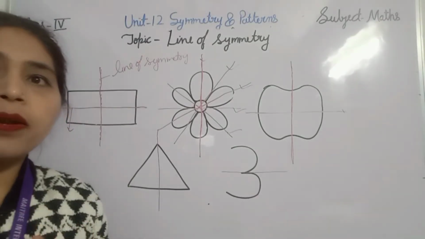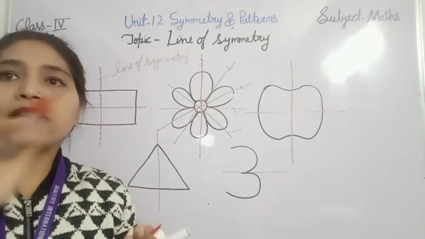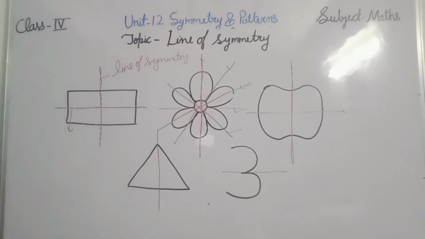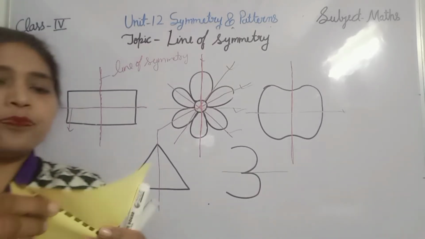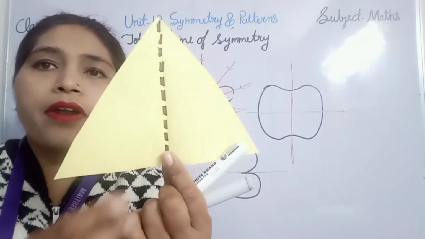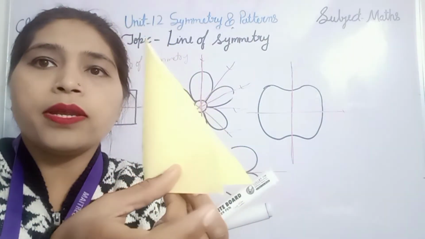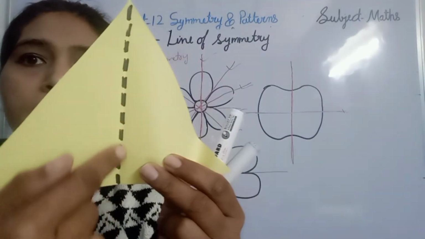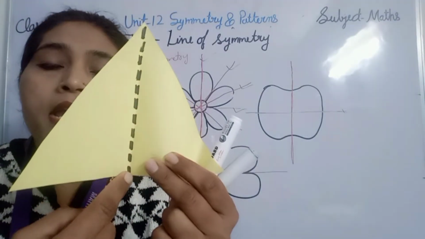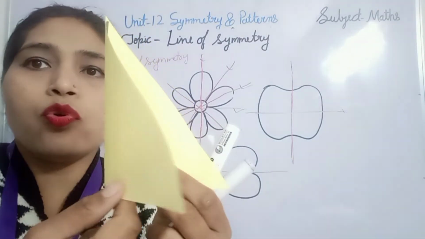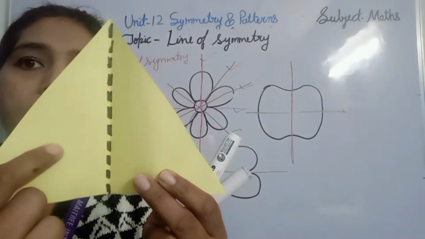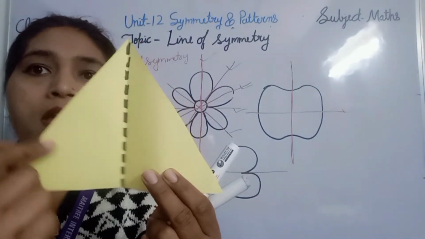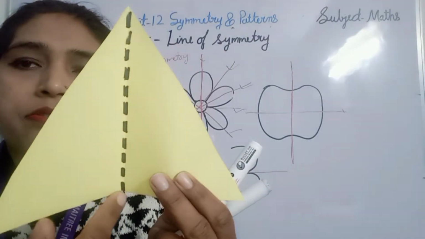And what is the line of symmetry? That line from where we are dividing it. See, I showed you one triangle. I am dividing this triangle from here. So this is the line of symmetry, because if I divide this triangle into two parts from here, I will get the same part. Two similar parts I will get. So this is the line of symmetry of this triangle.